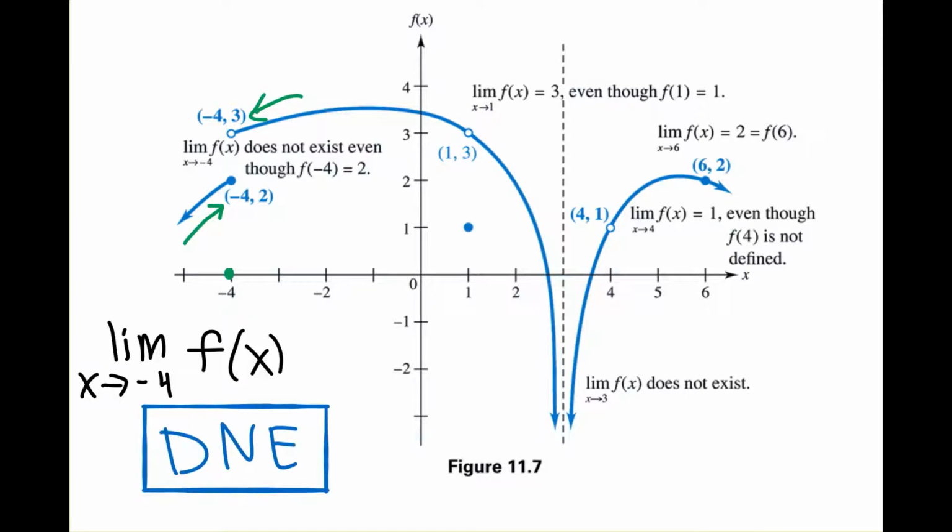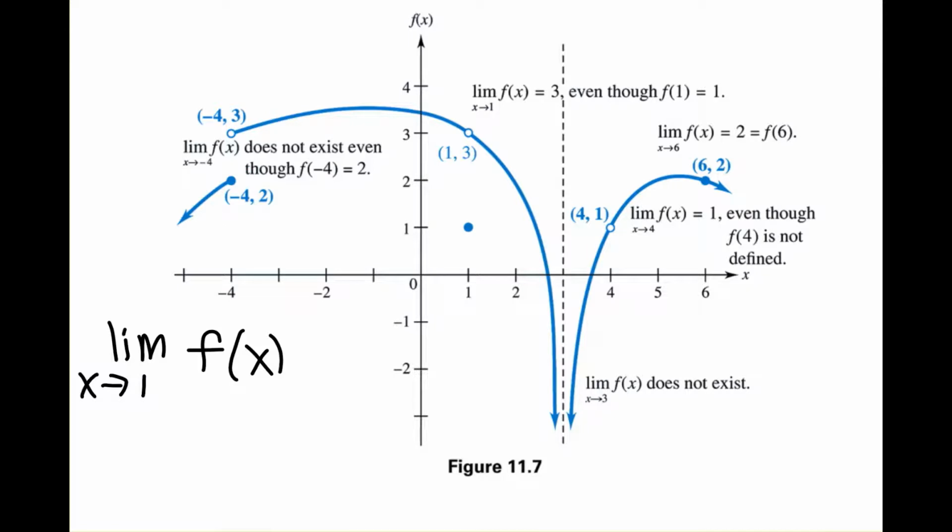Remember that the actual function value has nothing to do with the limit. So at -4, the function value is 2, but the limit did not exist because the left behavior did not match the right behavior. Now let's compute the limit as x approaches 1 of f of x. 1 is here, and notice that we have the function defined at 1 here. But remember, we want the limit, not the function value, so we need to look at the behavior around 1.